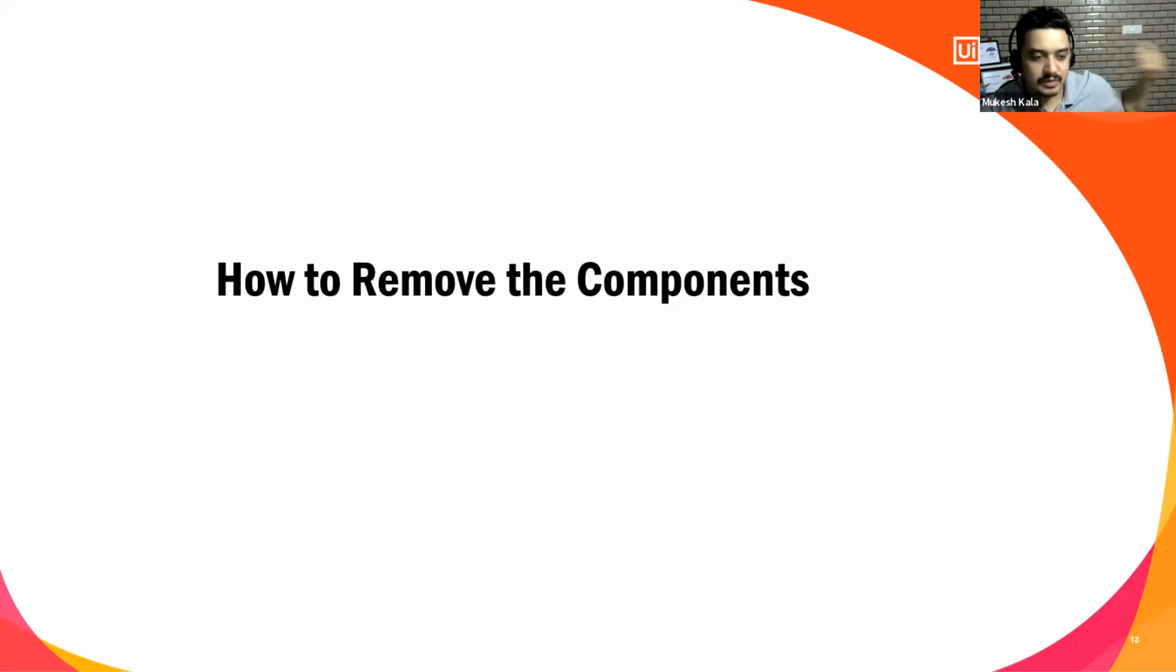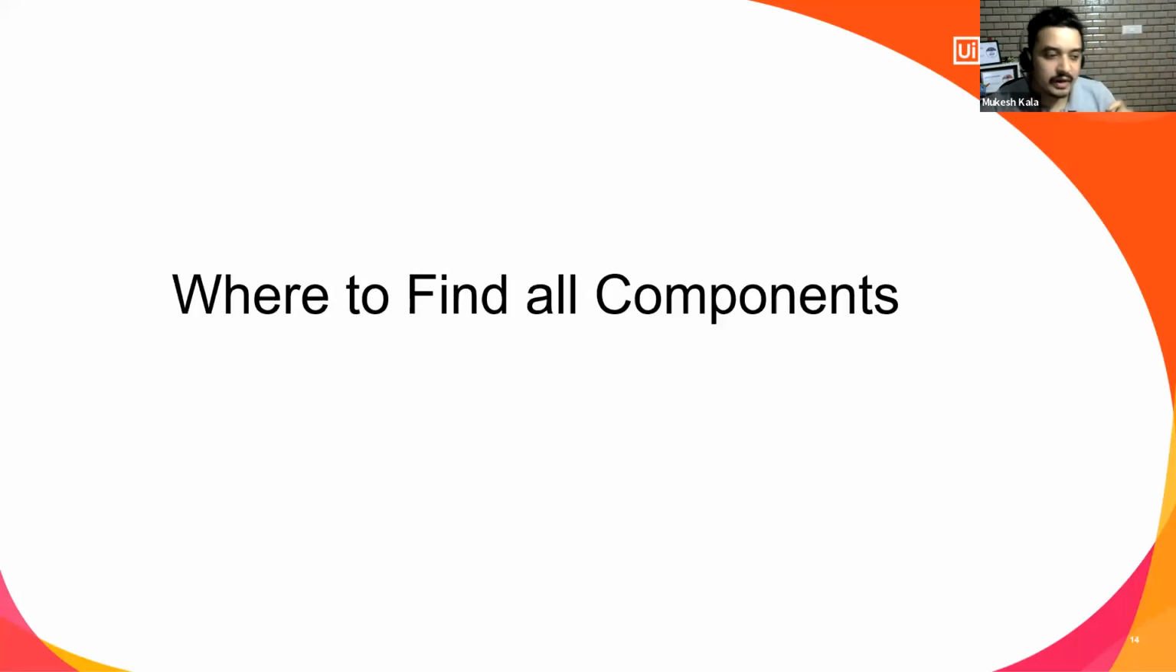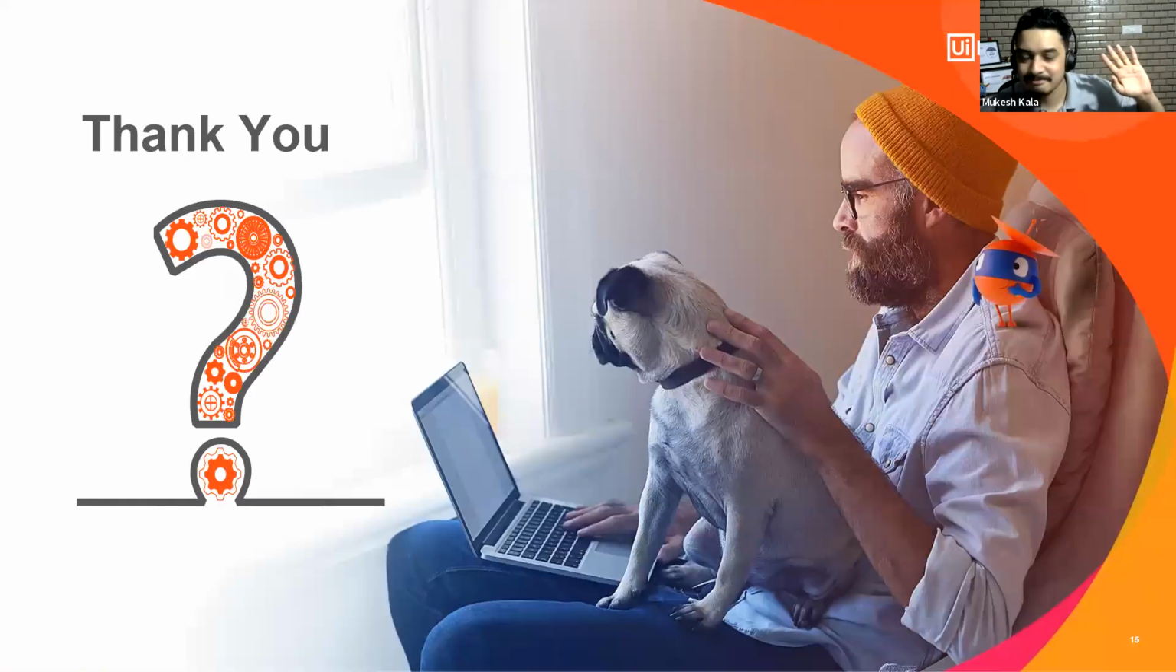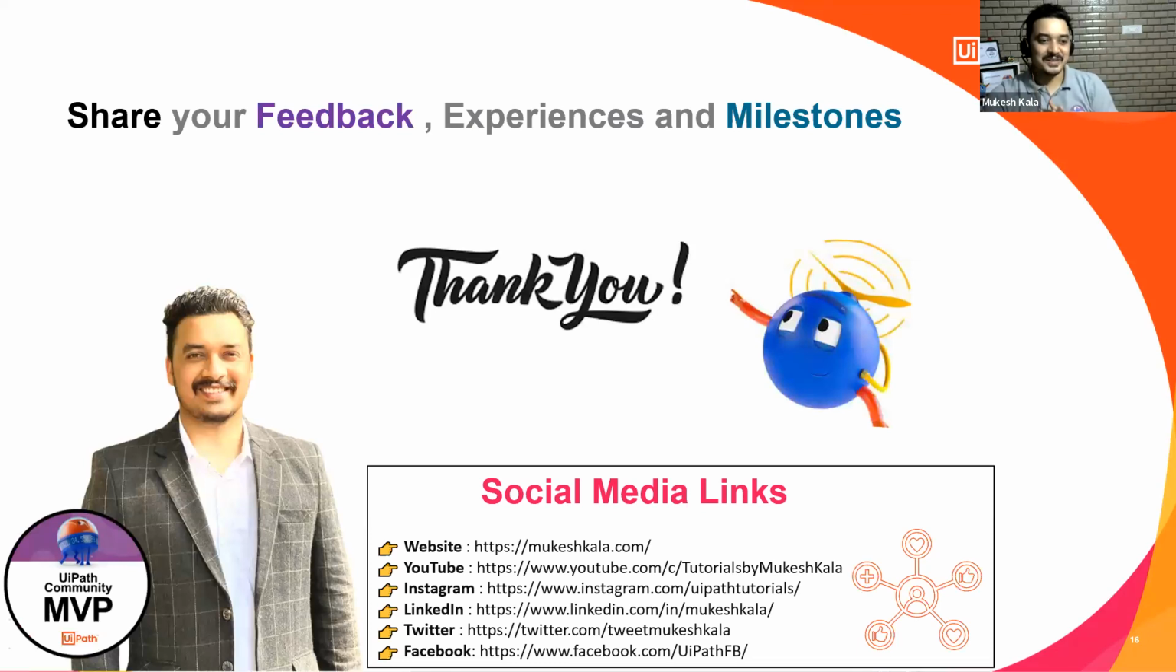You can remove it directly from the assistant, right? Where do you find all the components? You go to marketplace.com and it has all the components. That's it, guys. So that is all I wanted to cover in this tutorial, right?